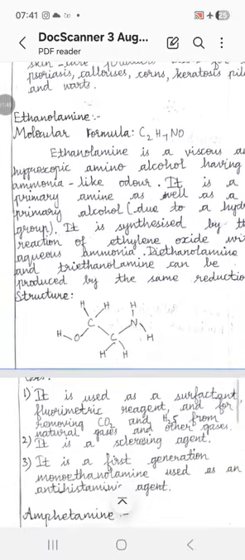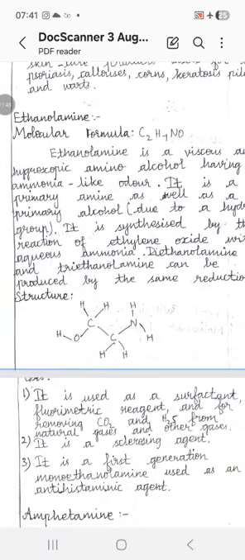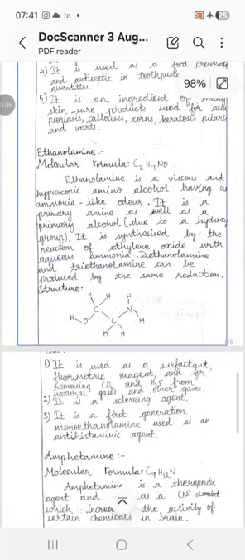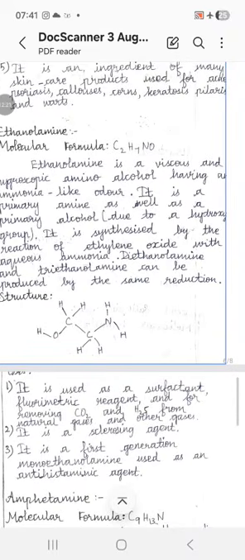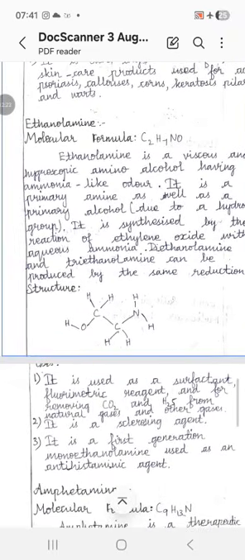Next topic, ethanolamine. The molecular formula is C2H7NO. Ethanolamine is a viscous and hygroscopic amino alcohol having an ammonia-like odor. It is a primary amine as well as a primary alcohol due to the hydroxy group.